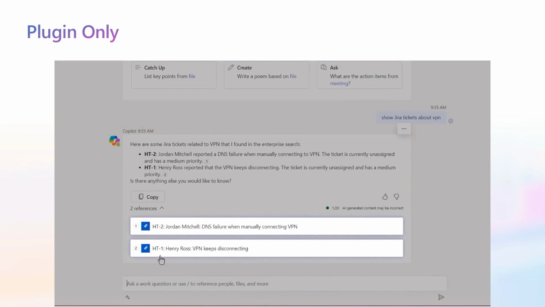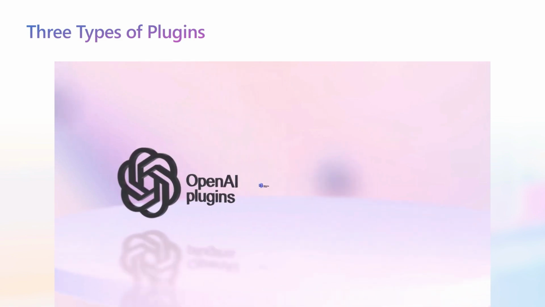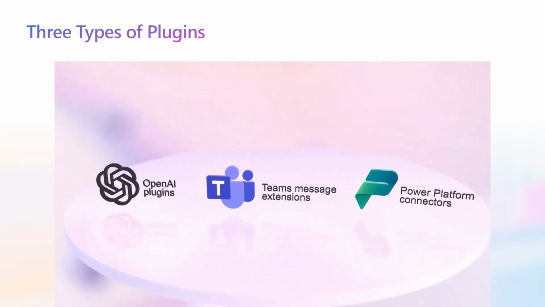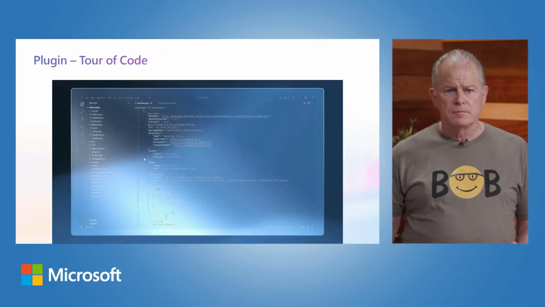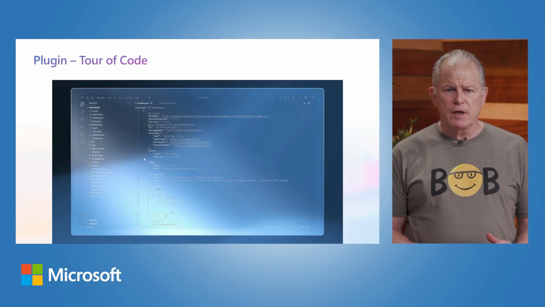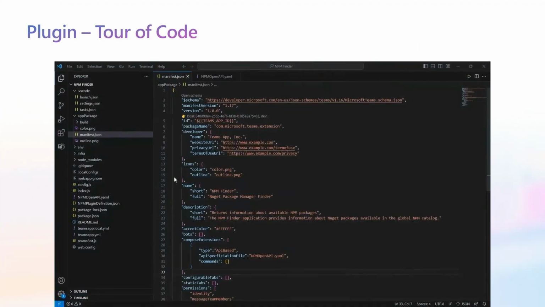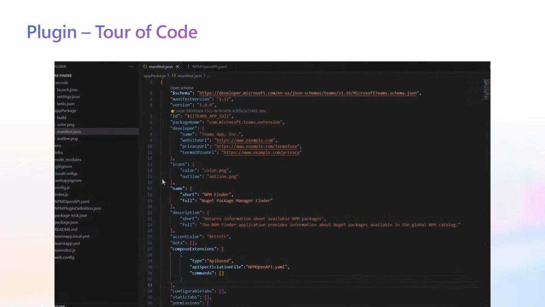As I mentioned, plugins work without pre-indexing, and there are 3 types. They can be OpenAI plugins, Microsoft Teams message extensions, and Power Platform connectors. All 3 of these types of plugins are similar, with similar packaging and components. Let's see how plugins work with a short tour of their code.